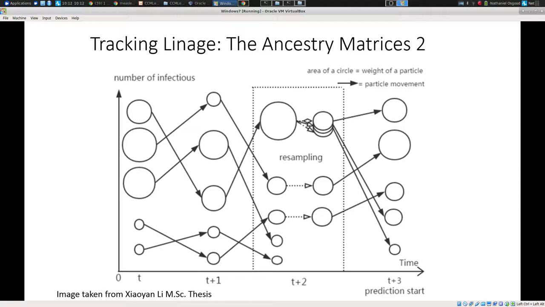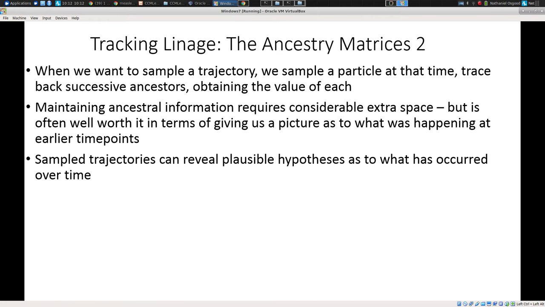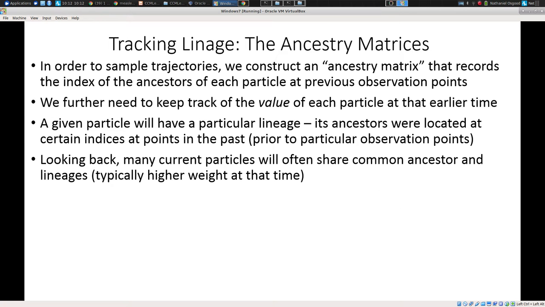Histories that point to an understanding of what went on earlier. So to do this, we accumulate what are called ancestry matrices. We keep track of whence I came, who my mother was in the previous generation, and we keep track of, for all previous particles, what their values were, what state they had at that point. And that allows us to reconstruct what was going on at earlier times.